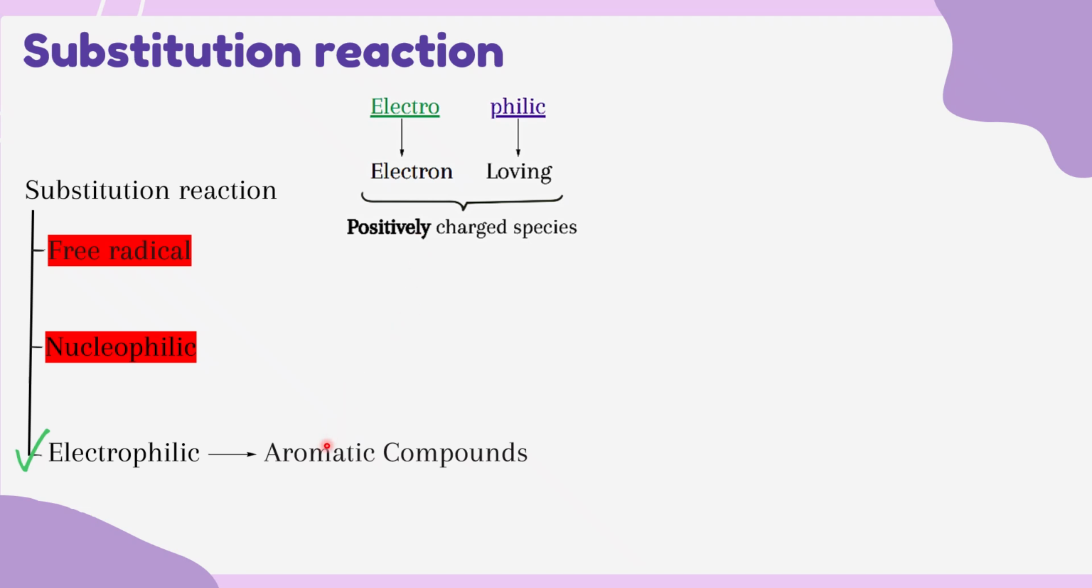Now, what could be the possible reason behind only aromatic compounds undergoing electrophilic substitution reaction? Well, the first reason is that these aromatic compounds are highly electron-rich species. Secondly, these aromatic compounds are very stable. Since they are very stable, when they react with an electrophile, they lose their aromaticity, but at the end of the reaction, they regain their aromaticity and become stable again. That's why it makes them a suitable reactant for the electrophilic substitution reactions.